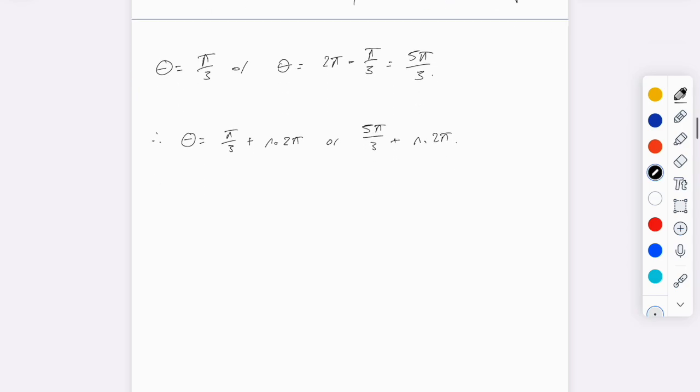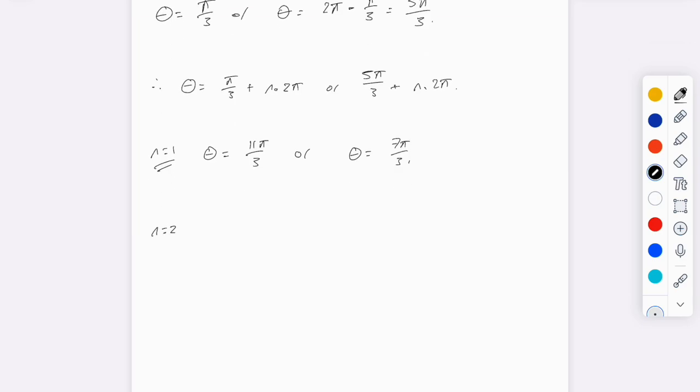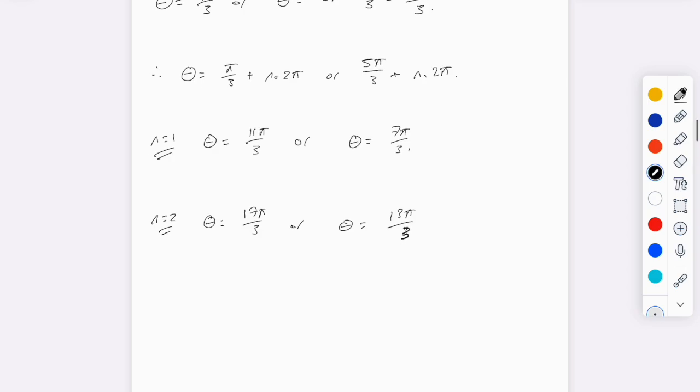And if n equals 1, we get theta equaling 7 pi over 3, or theta equaling 11 pi over 3. If n equals 2, theta is equal to 13 pi over 3, or theta is equal to 17 pi over 3. Now I've gone the long way here. You could have done the next bit before, but just for demonstration's sake.